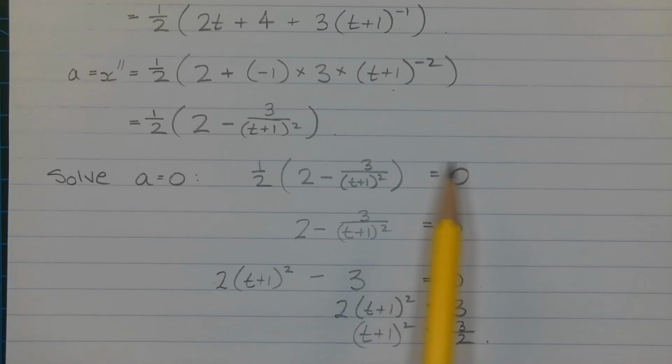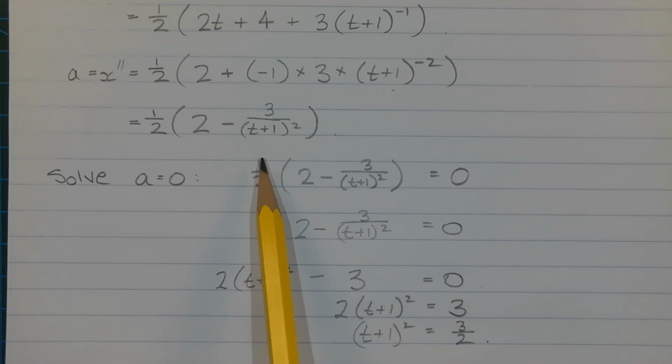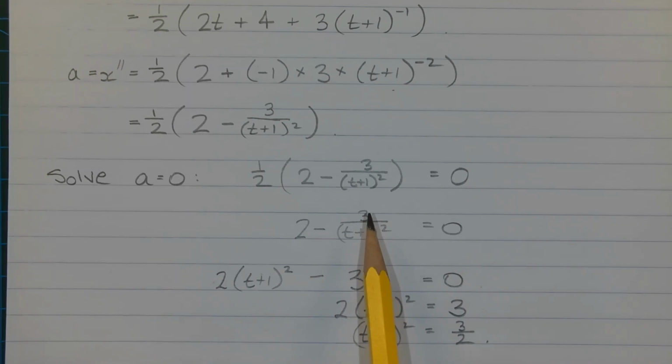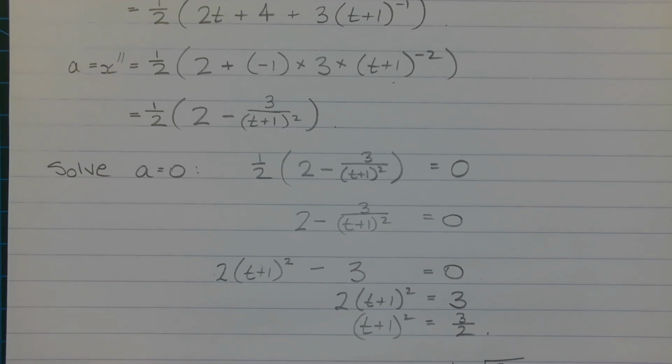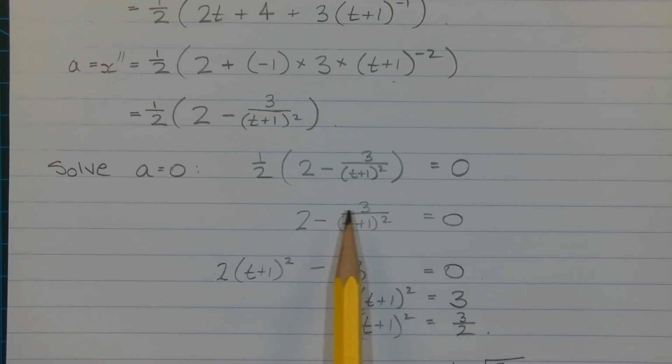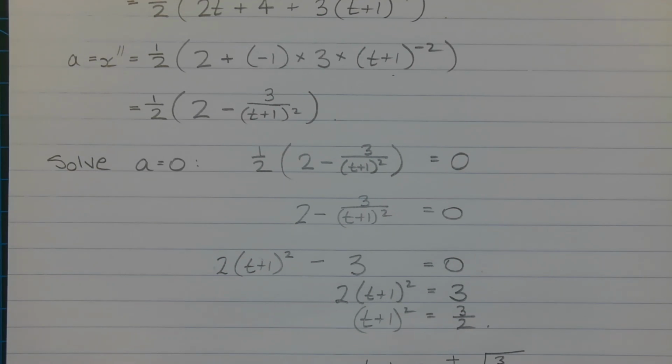Now multiplying both sides of the equation by 2 to eliminate the fraction 1 over 2, we get 2 minus 3 over (t plus 1) in brackets squared is equal to 0. Now multiplying all terms by the denominator (t plus 1) in brackets squared, we get 2 times (t plus 1) in brackets squared minus 3 equals 0. Now moving the negative 3 on the left hand side over to the right hand side, it becomes positive 3. So the equation becomes 2 times (t plus 1) in brackets squared equals 3.